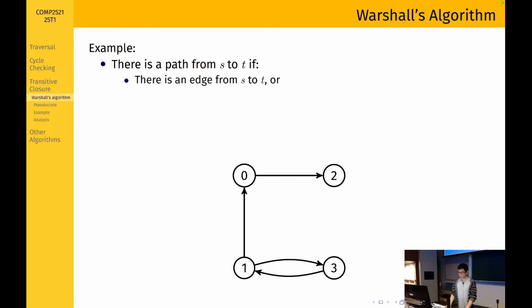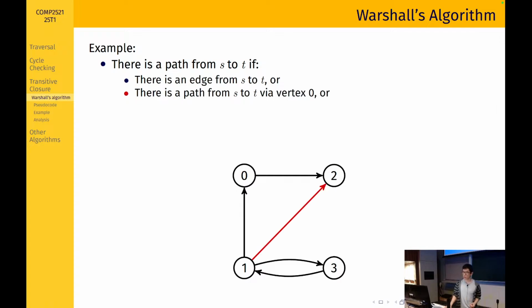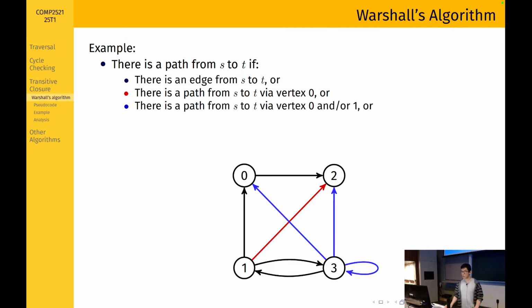Okay, so suppose this is our graph. There's a path from S to T if there's an edge from S to T, or there's a path from S to T via vertex 0. So here we see that there is a path from 1 to 2 via 0. In this second iteration, it would find out that there is a path from 1 to 2 via 0. Or there's a path from S to T via 0 or 1.